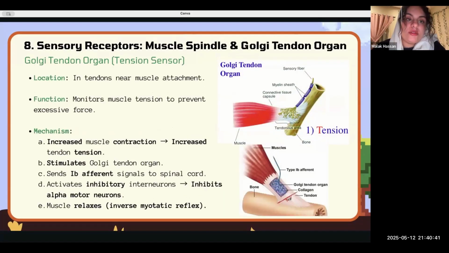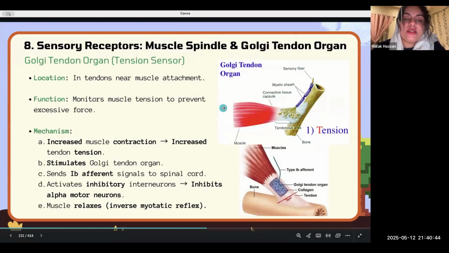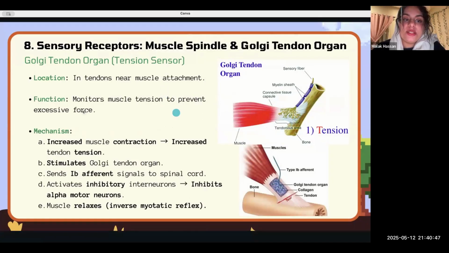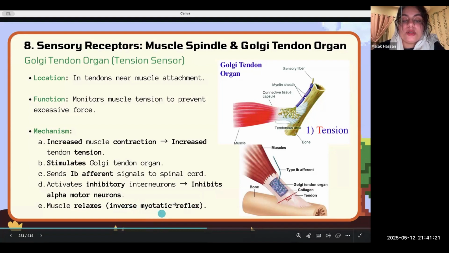Then you have the Golgi tendon organ, which is the tension sensor inside the tendons, and it's found in the tendons near the muscle attachment. It's responsible for monitoring muscle tension to prevent excessive force. Now, the mechanism is that increased muscle contraction causes increased tendon tension, and this will stimulate the Golgi tendon organ. This will send 1B nerve afferents to the spinal cord, and that will activate the inhibitory interneurons, which will inhibit the alpha motor neurons that are responsible for moving the muscle, and this will relax the muscle. This is what we call the inverse myotatic reflex.